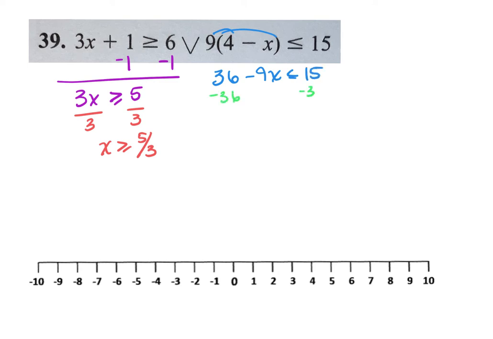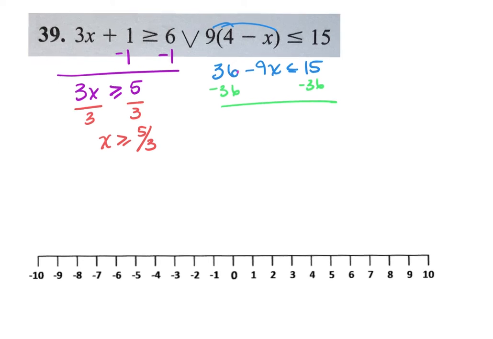Subtract your 36. Make sure you bring down a negative 9x is less than or equal to negative 21, right? And then divide by a negative 9. What happens when I divide by a negative 9? What happens here? Yeah, greater than or equal to. Does anything go into 21 and into 9? Yeah, 3. So it's going to be a positive 7/3. Positive 7/3. Again, this is or.